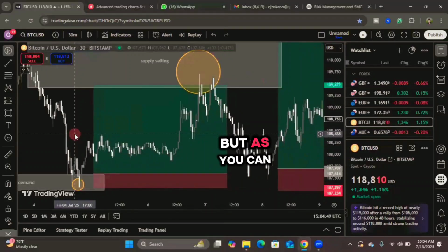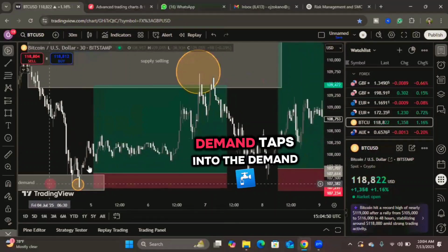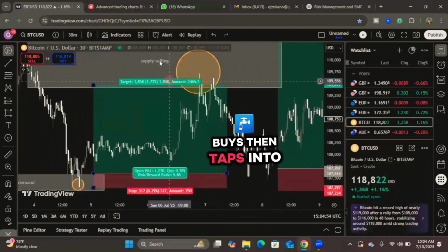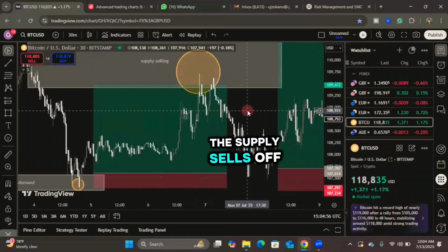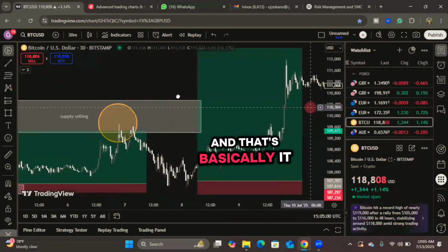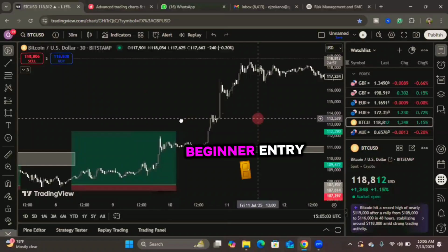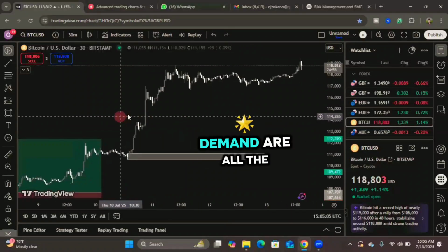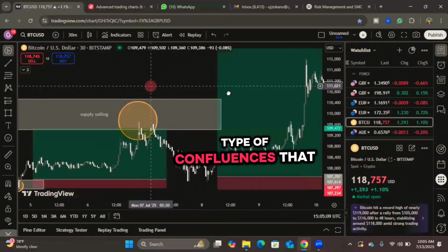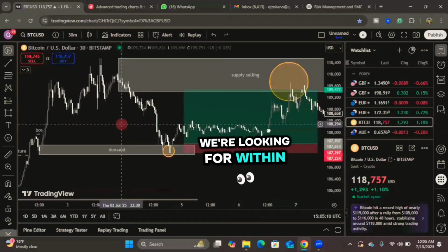But as we can see, guys, it works. Price taps into the demand, buys, then taps into the supply, sells off. And that's basically it when it comes to the beginner entry of supply and demand, or order block trading, the type of confluences that we're looking for within the market.